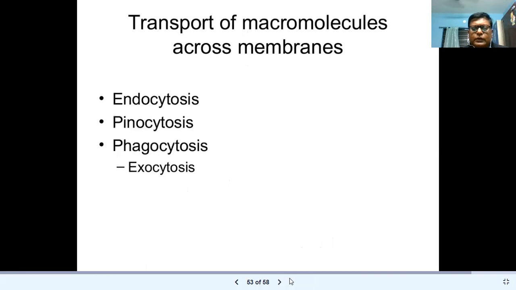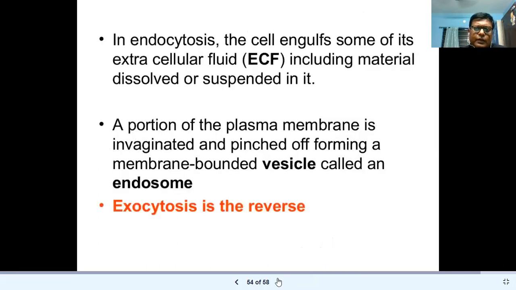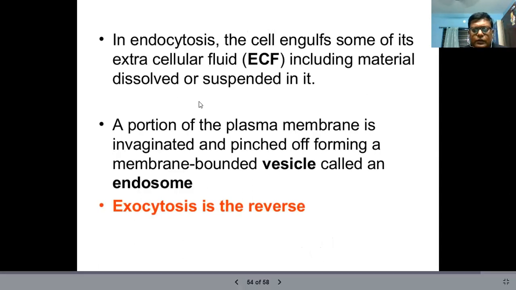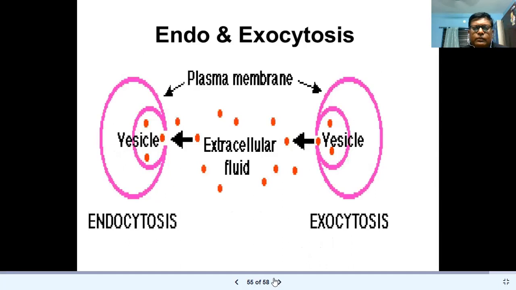Transport of macromolecules across the cell. So we are discussing macromolecule transport like endocytosis, pinocytosis, phagocytosis, and exocytosis. In endocytosis, the cell engulfs some of its extracellular fluid, including material dissolved or suspended in it. A portion of the plasma membrane is invaginated and pinched off, forming a membrane-bound vesicle called an endosome. Exocytosis is the reverse. So, endo and exocytosis. This is the plasma membrane, vesicle, extracellular fluid. Endocytosis is where it is going in. Exocytosis, it comes out.